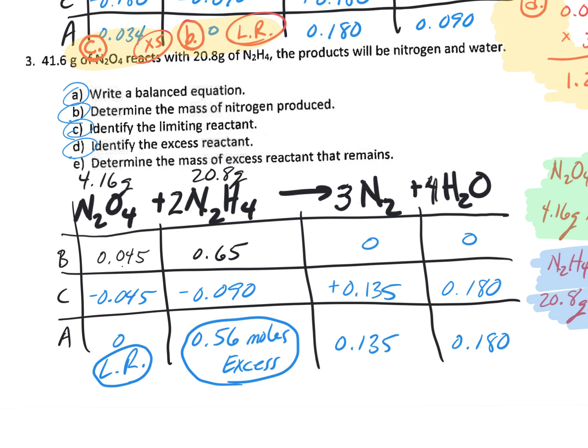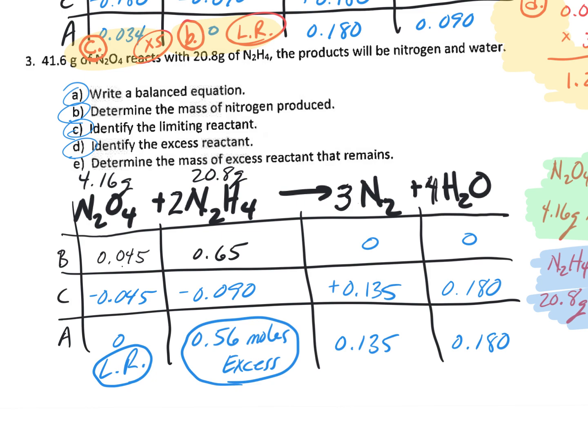So in order to get the 0.180, I took the amount of N2H4 and multiplied it by 2. The ratio is 2 to 4. So the amount of water is twice that of the N2H4. So we've done all of our calculations and then some, except for the fact that I still need to find out what is the mass of this and the mass of that.